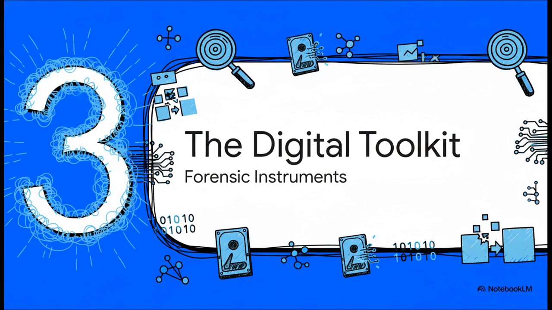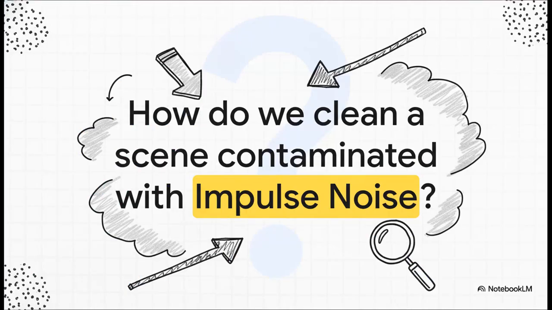Okay, so we've profiled our suspects. We know what we're up against. Now it's time to open up the digital toolkit and check out the forensic instruments we're going to use to clean up this crime scene. So let's start with that salt and pepper noise we just saw. How in the world do you clean that up? How do you get rid of those extreme black and white pixels without just wrecking the rest of the image?